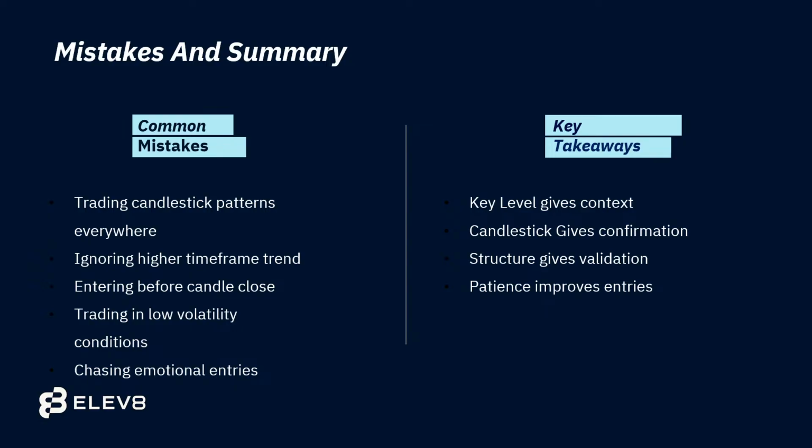And then key levels give context. That's why key levels are very important for candlestick patterns. And then structure gives confirmation. And patience gives better entries. Once again, patience is needed in this kind of strategy because you have to wait for the best confirmation to happen.